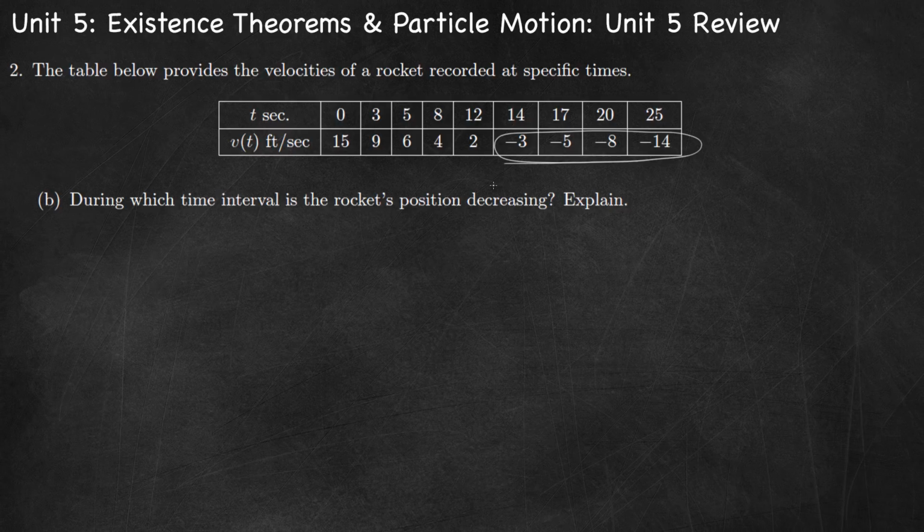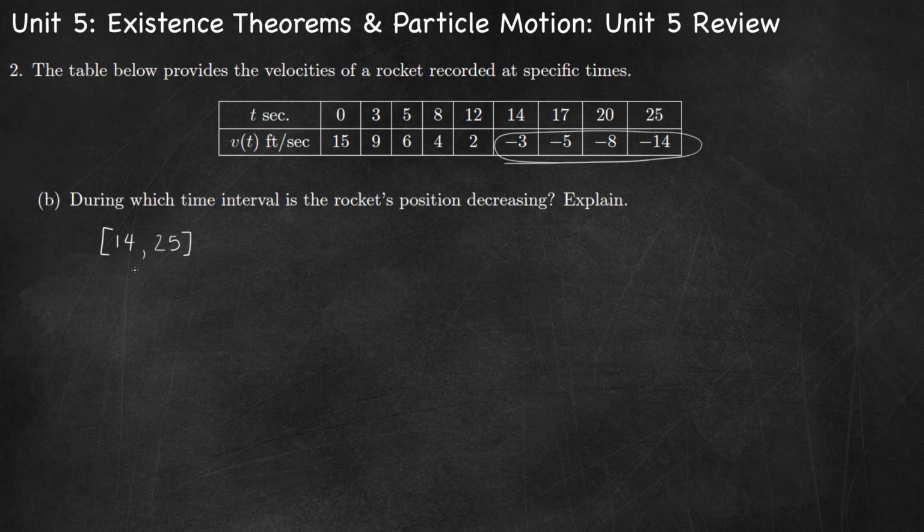So based on the data that we have here, we do know that the position is decreasing on the interval from 14, and it doesn't first start decreasing at 14 because it's got to pass through 0 and then all the numbers between 0 and negative 3, which is going to happen before 14. But we do know that the position will be decreasing at 14, and then it'll be decreasing all the way up to 25. And since the velocity is negative at 25, we can say it's decreasing there as well.